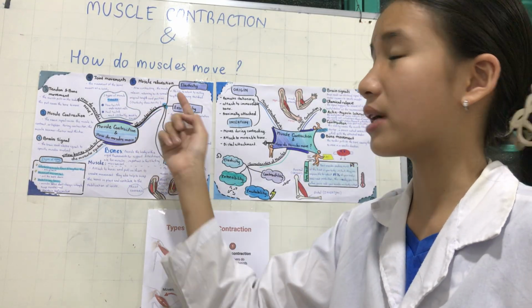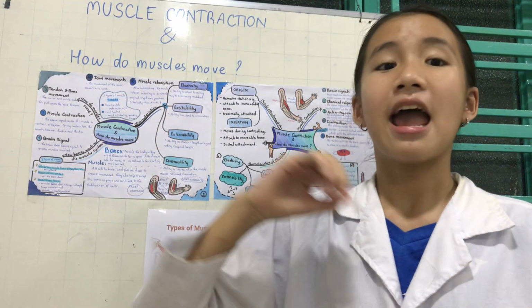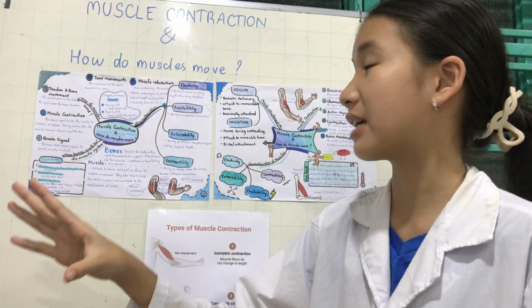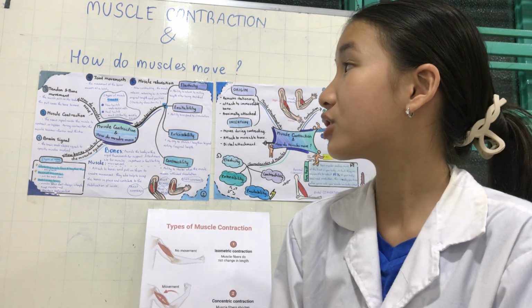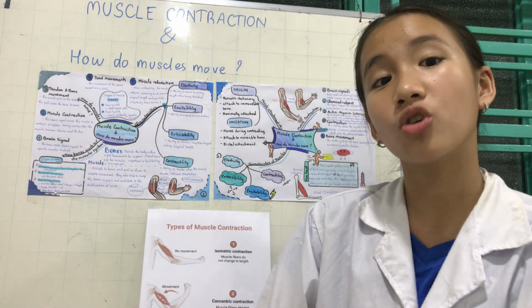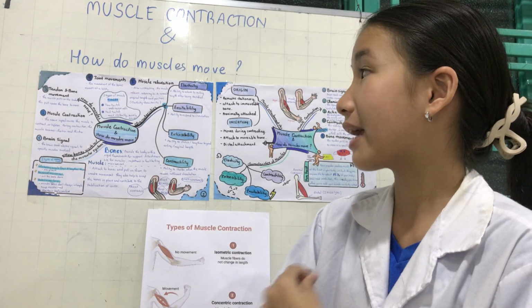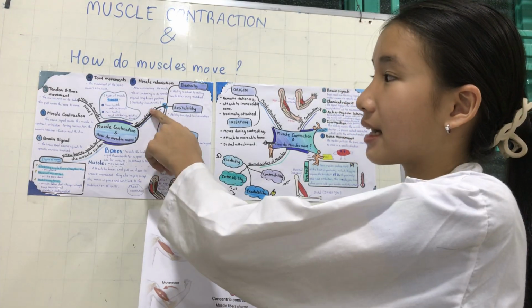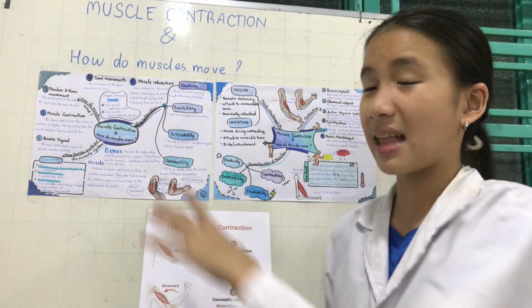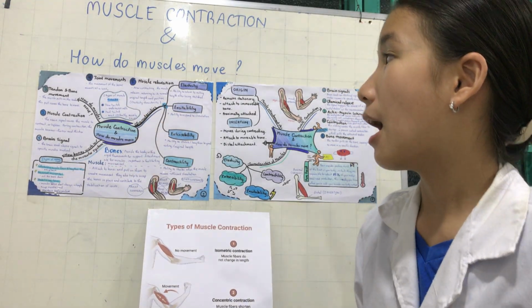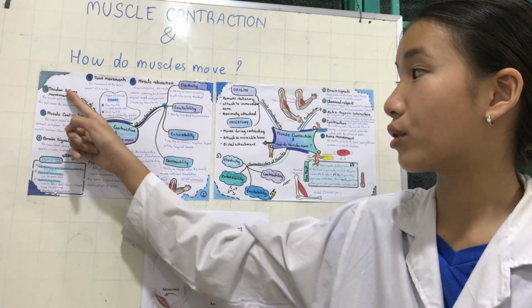Lastly is the muscle relaxation. After all that contracting and doing its work, the muscle will return to its resting position, will relax, return to its normal or original length and position, and that is the elasticity characteristic. So the muscle relaxation is when elasticity comes in. So that is how muscles move.